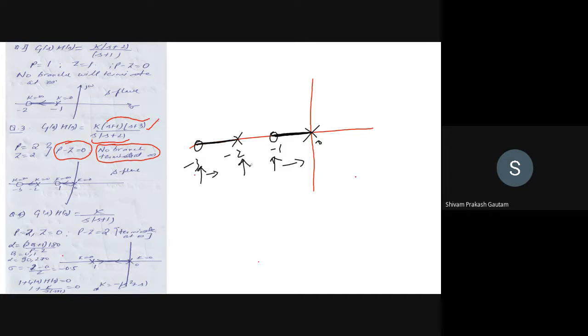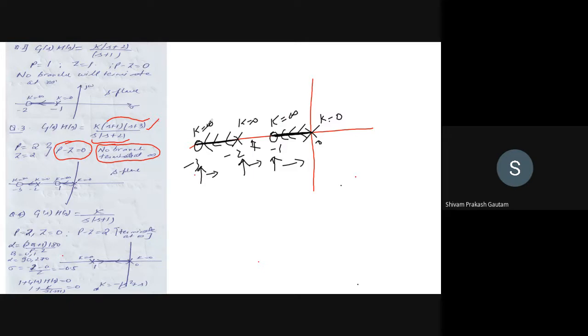If you are standing here and observing to the right hand side, you see that total number of poles and zeros will always be 2. So that means this will not be part of your root locus branch, right? And root locus branch will start from pole and terminate at 0. At pole, the value of gain K is equal to 0. At 0, value of gain K is equal to infinite.